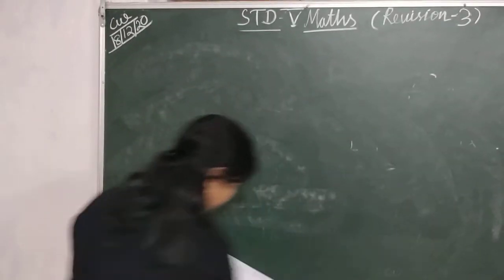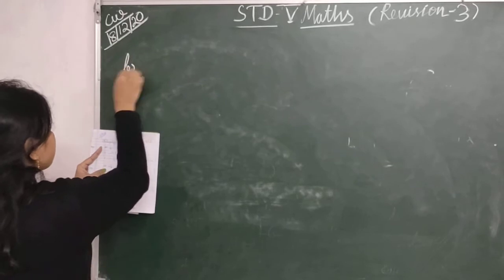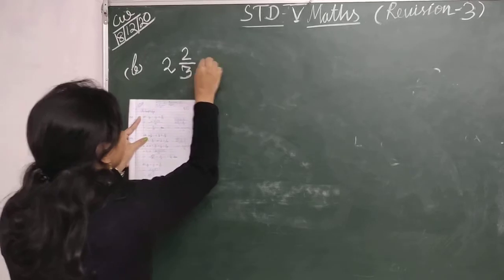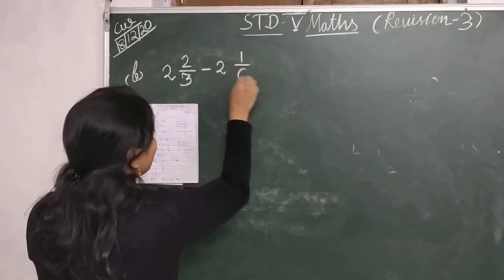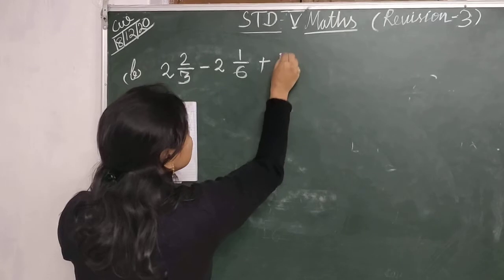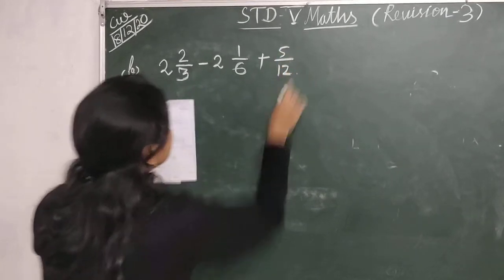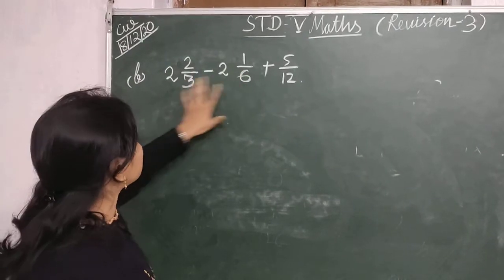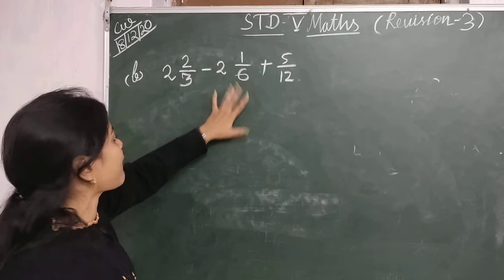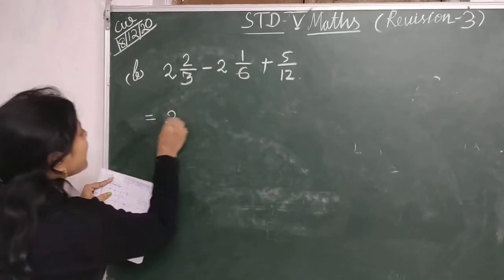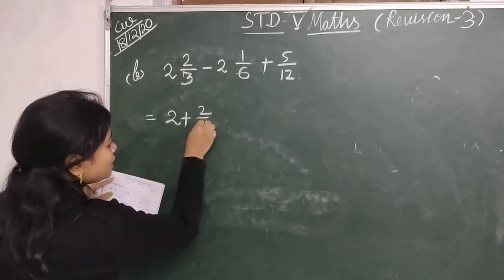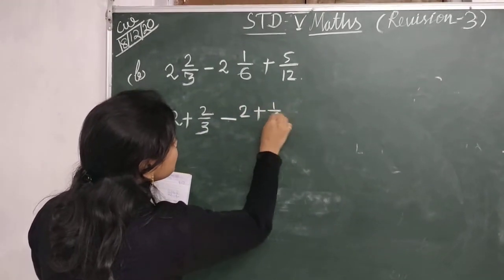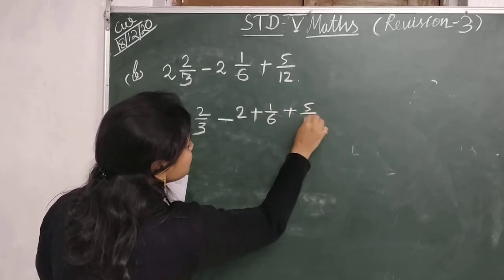Then children, your next number is B: 2 and 2 by 3 minus 2 and 1 by 6 plus 5 by 12. Okay children. Here 2 and 2 by 3 minus 2 and 1 by 6, these are the mixed fractions. So first I am going to write them like this: 2 plus 2 by 3 minus 2 plus 1 by 6 plus 5 by 12.